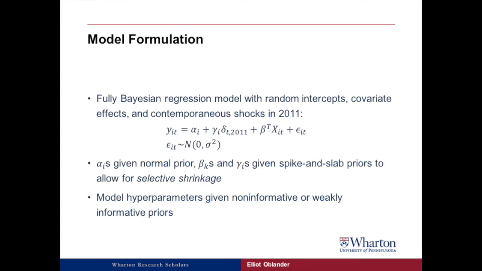To model this data, we use a fully Bayesian hierarchical regression model. This model allows for random intercepts, which lets prefectures vary from each other according to unobserved differences, covariate effects, which allow for the explanatory effects of census and economic variables, and contemporaneous shocks in 2011 due to the Fukushima nuclear meltdown and Tohoku earthquake. We use normal priors on the intercepts and then use spike and slab priors on the regression coefficients. We give the model hyperparameters non-informative or weakly informative priors.